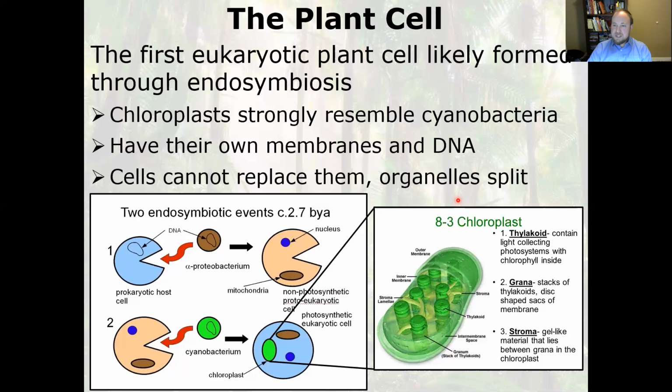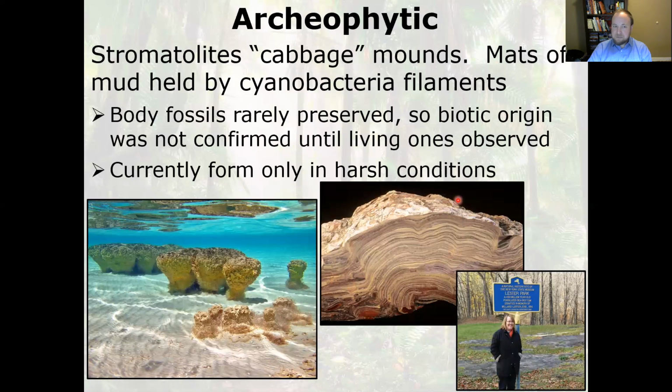All right, so let's talk about the Archeophytic. So we talk about the Archean eon. This is sort of a plant equivalent, the Archeophytic. What dominates the Archeophytic, really the only thing in the Archeophytic, are stromatolites. Stromatolites are those cabbage-like mounds, and in many ways they're not really truly fossils. They're mats of mud that are held together by cyanobacteria filaments.